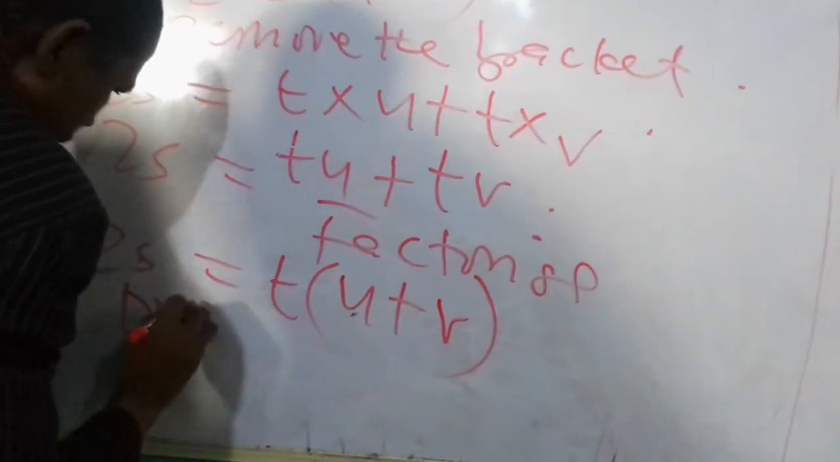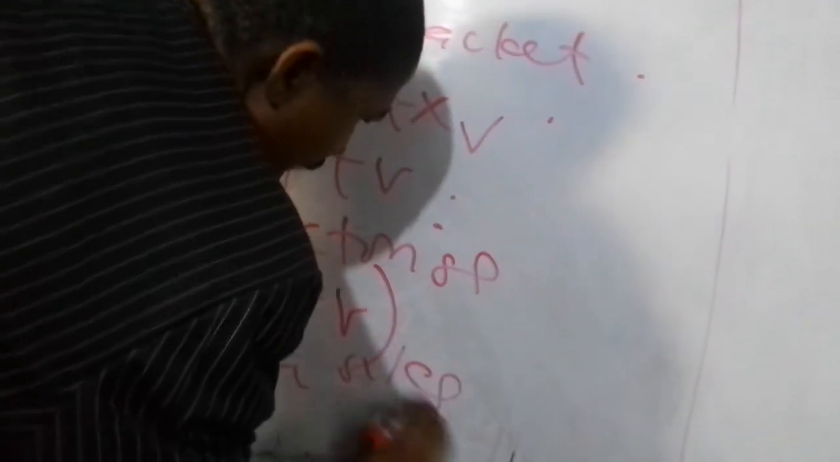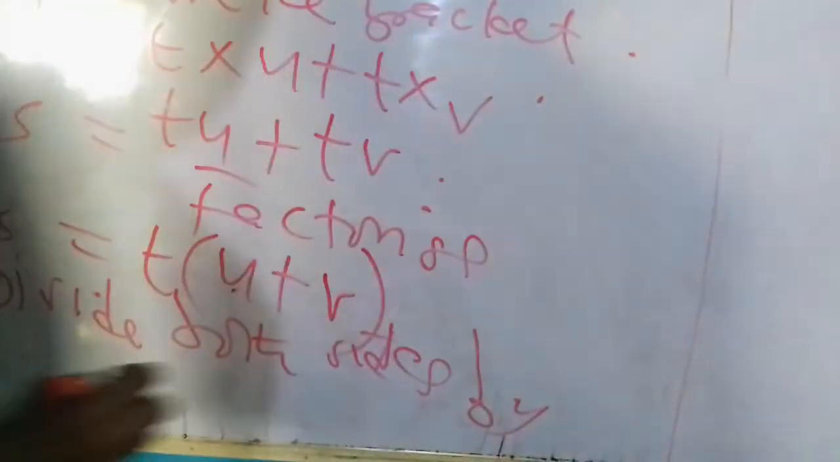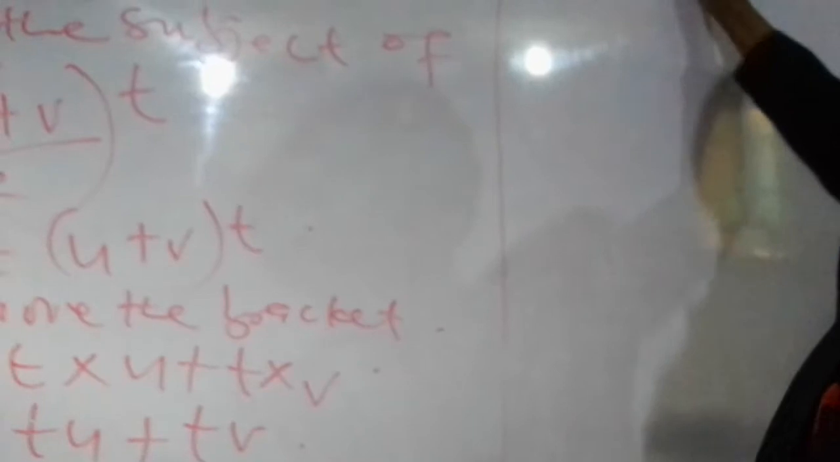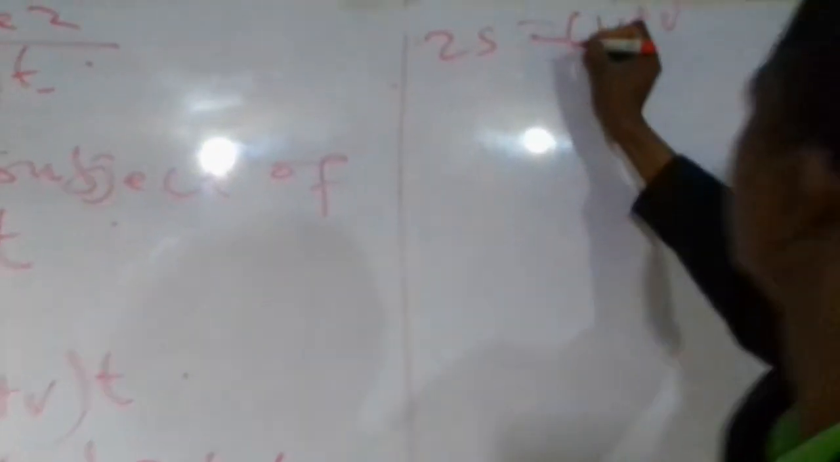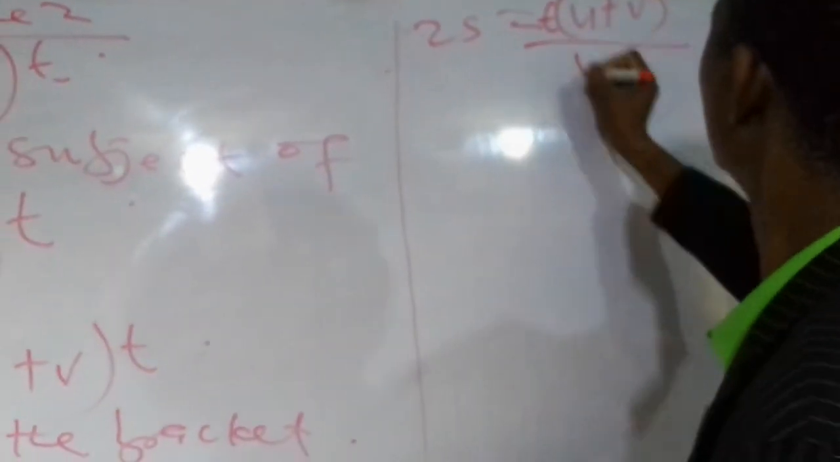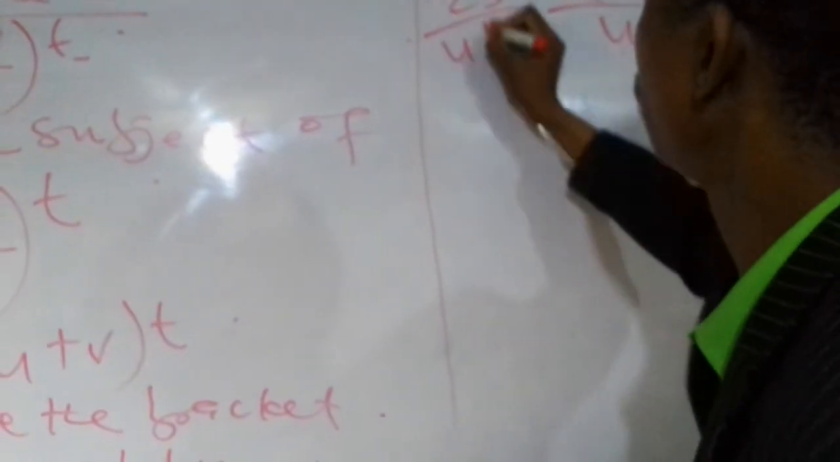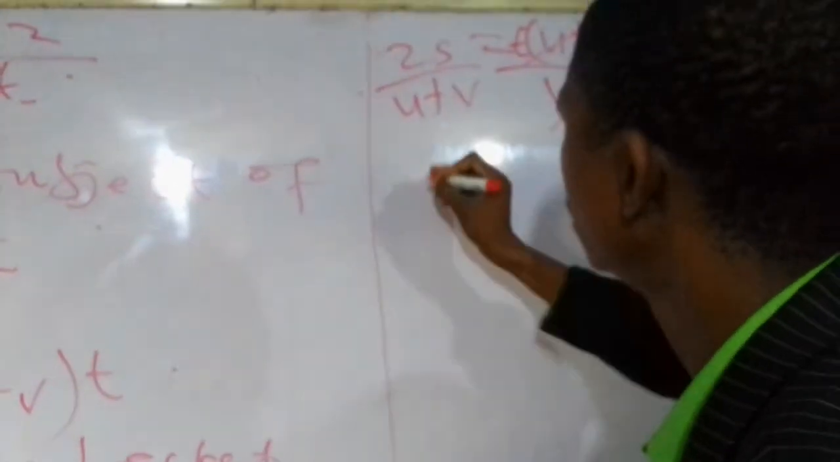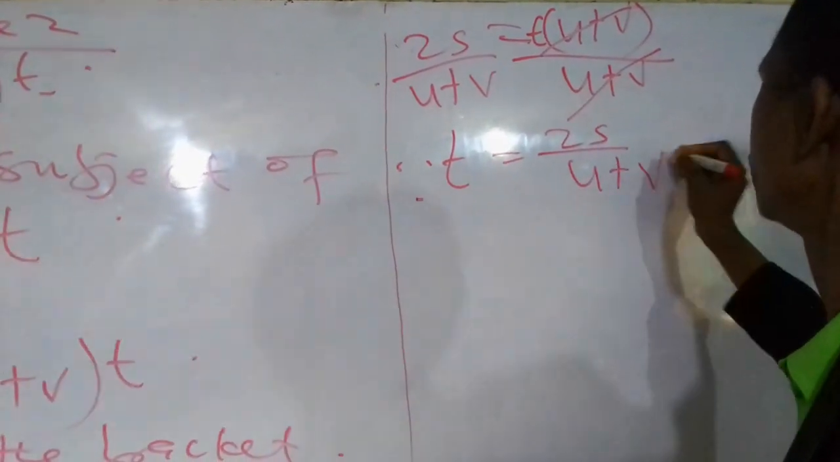We now divide both sides by U plus V. So that means we have 2S is equal to T into bracket U plus V. Dividing both sides by U plus V all over U plus V, we cancel this. Therefore, T is equal to 2S all over U plus V.